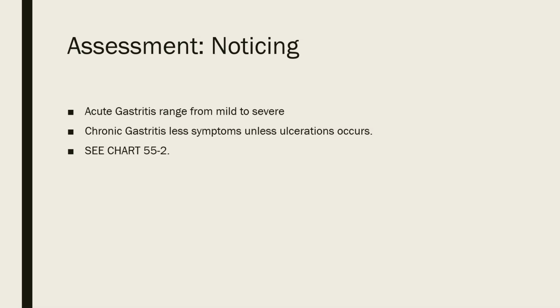Assessment and noticing: I want you to make sure you pay particular attention to chart 55-2, where it talks about the difference between acute and chronic gastritis. Acute is a rapid onset of epigastric pain and nausea and vomiting. They can have gastric hemorrhage. Chronic is usually more vague. Reports of epigastric pain. They'll have anorexia and nausea and vomiting. So make sure that you look at the key features in chart 55-2.